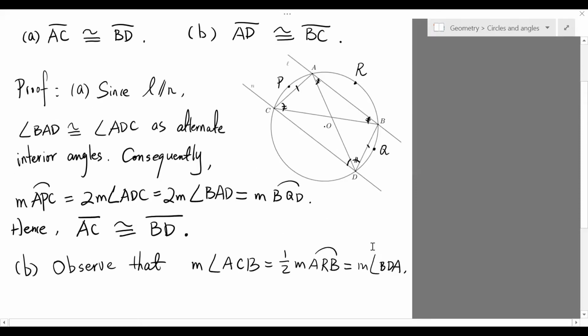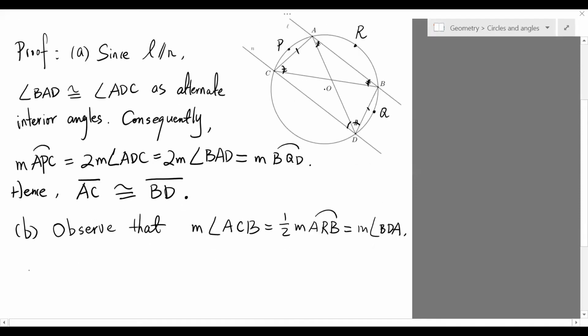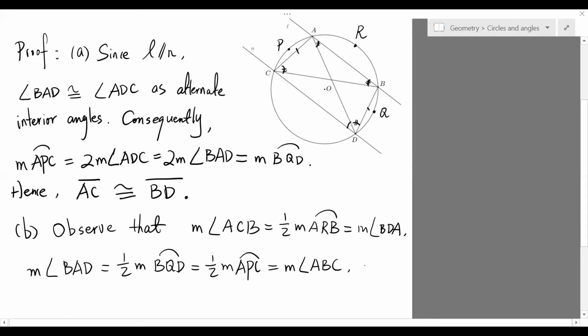And on the other hand, we observe that the measure of the angle BAD is equal to 1/2 the measure of the arc BQD, which was shown to be equal to the measure of the arc APC, as we have seen in part A up there. And the arc APC is facing the angle ABC. And lastly, we have the result from part 1, namely, the line segment AC is congruent to the line segment BD.